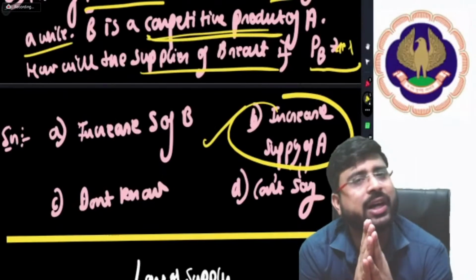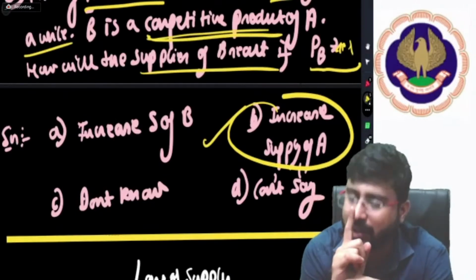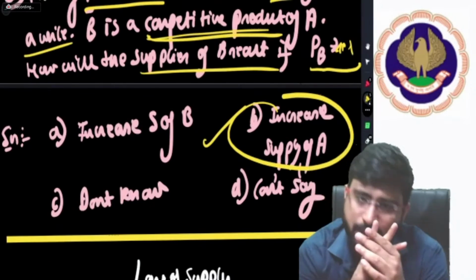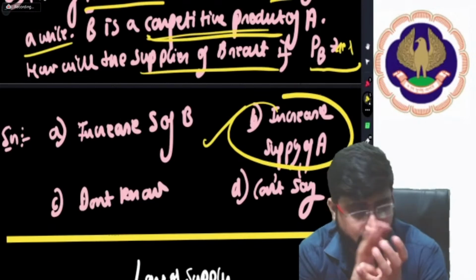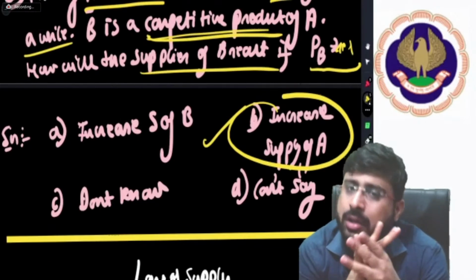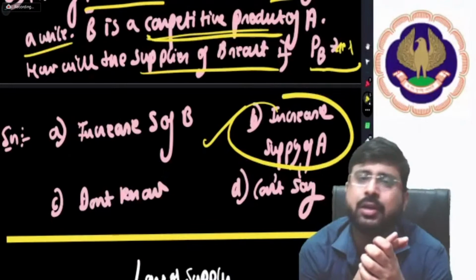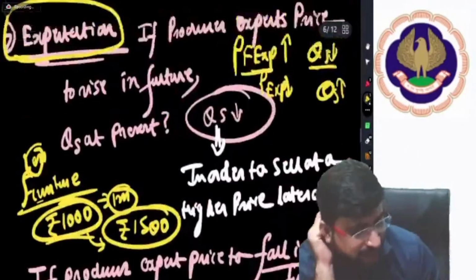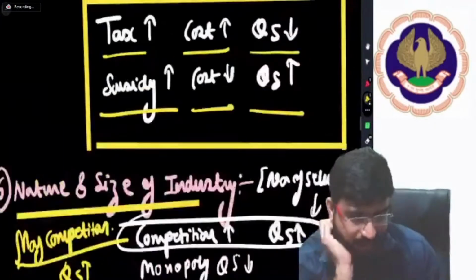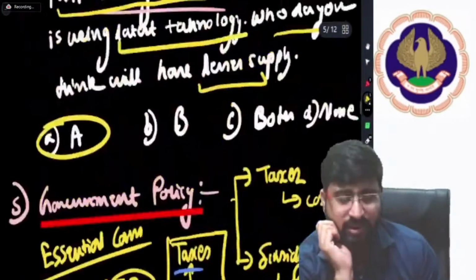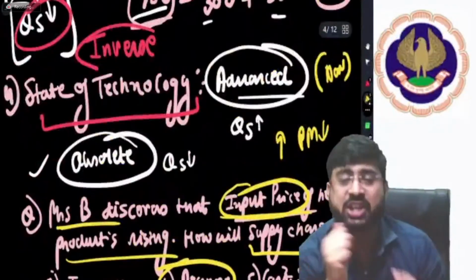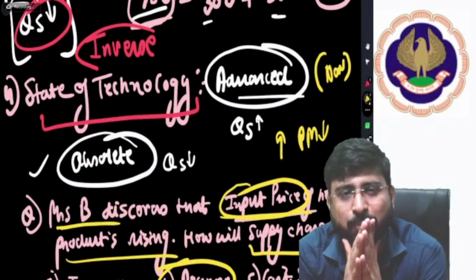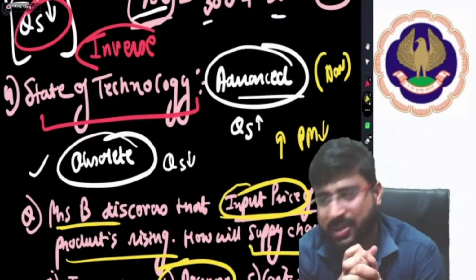Following are the factors affecting supply. Number 1, own price of the commodity. Number 2, price of inputs. Number 3, price of the related commodities. Number 4, government policy. Number 5, number of firms. Number 6, expectations regarding the future prices. And then, state of technology in the market. How is the technology in the market? These are 7 important factors that you must remember.